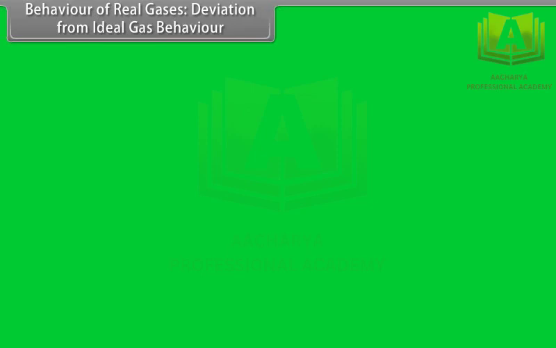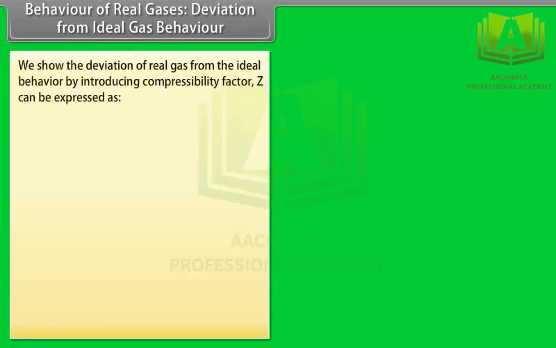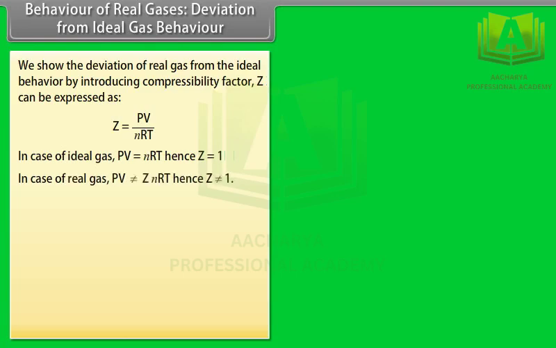Behavior of real gases. Deviation from ideal gas behavior. We show the deviation of real gas from the ideal behavior by introducing compressibility factor. Z can be expressed as Z = PV/nRT. In case of ideal gas, PV = nRT. Hence, Z = 1. In case of real gas, PV ≠ nRT. Hence, Z ≠ 1. Thus, in case of real gas, the value of Z can be less than 1 or greater than 1.